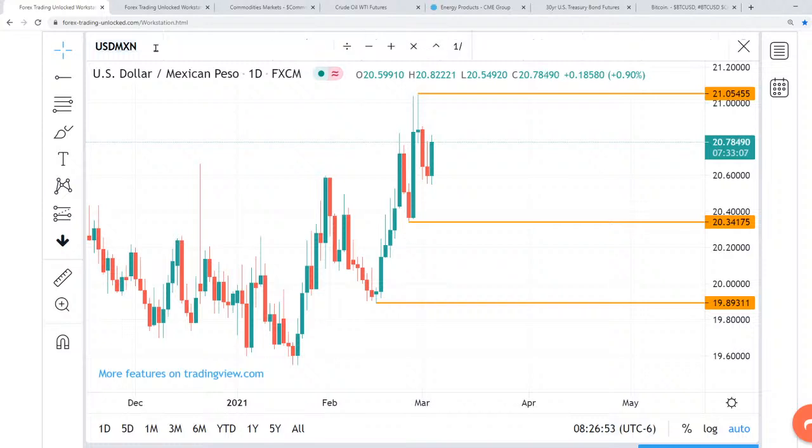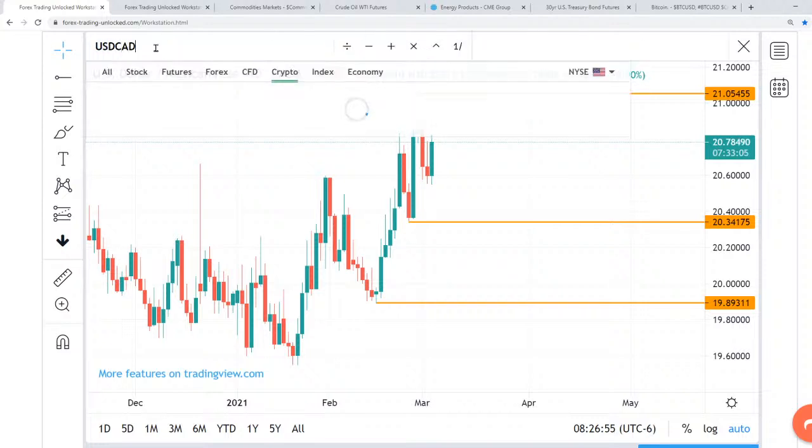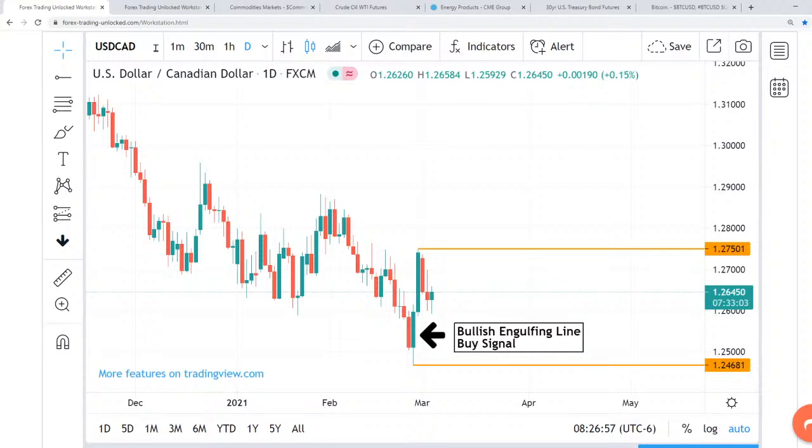US dollar Canada, this is another oil traded market that had a bullish engulfing line buy signal that occurred the other day.